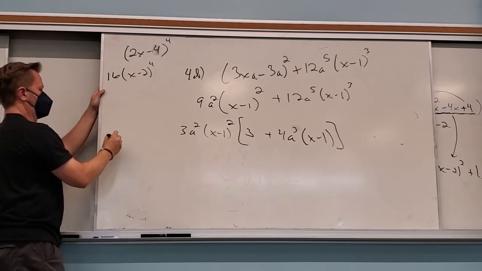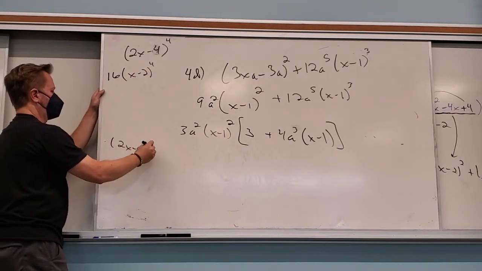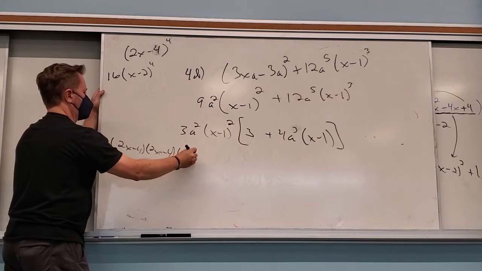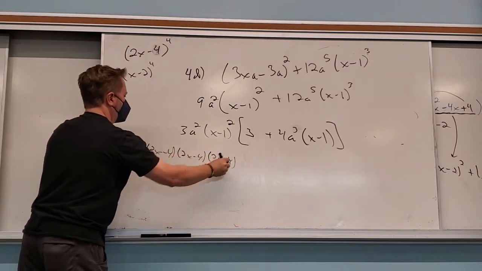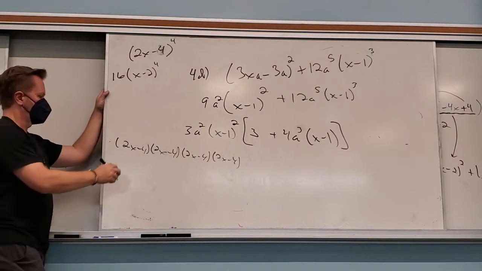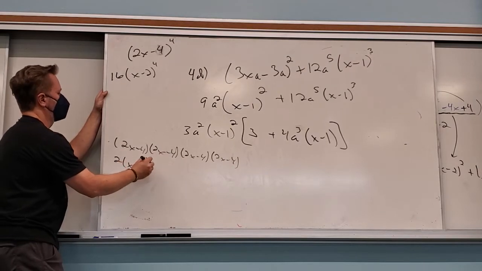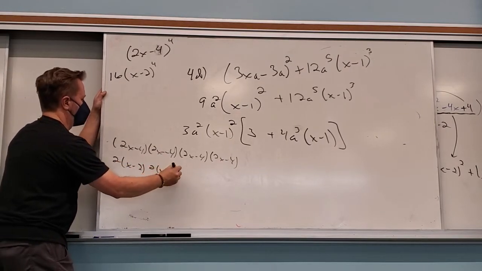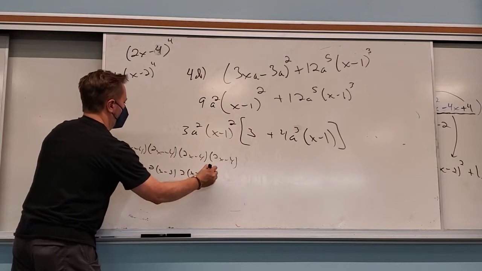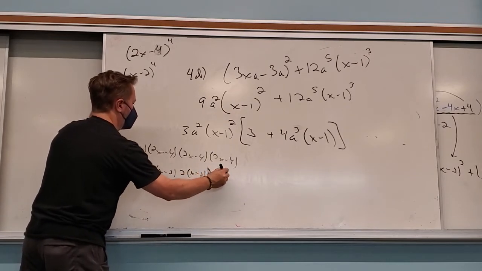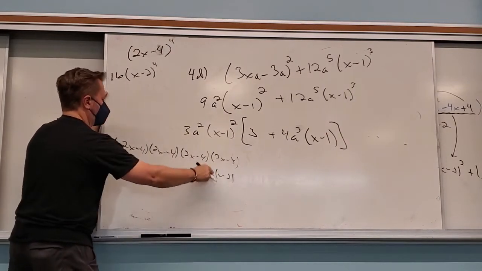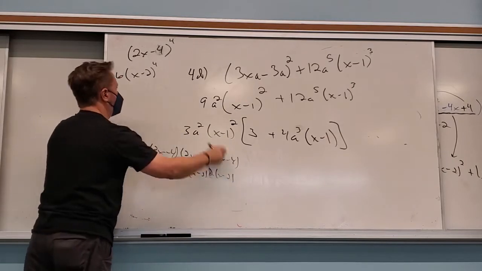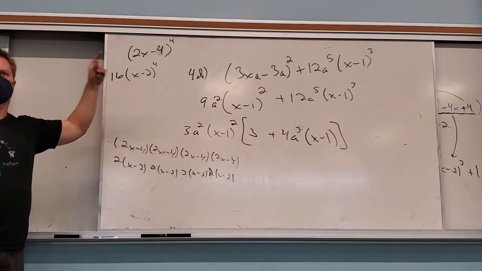So again, 2x minus 4 to the 4th would just be this, yes? That's why you shouldn't have to write that out. It should be a shortcut. If I take a 2 out of this one, and a 2 out of this one, and a 2 out of this one, and a 2 out of this one, 2 times 2 times 2 times 2 is 16. 1, 2, 3, 4, x minus 2, so why not just do the shortcut?